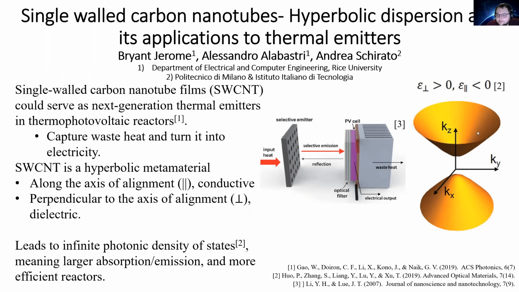What this means is that effectively, single-wall carbon nanotubes, once you lay them out in a film, have an infinite photonic density of states. There are an infinite number of ways you can pick on this cone to arrange a given K vector. In that sense, you have a greatly enhanced absorption and, by extension, emissivity in your material when comparing it to conventional isotropic materials, which means that these single-wall carbon nanotubes would be excellent if you place them in a reactor designed to capture waste heat and turn that heat into electricity.